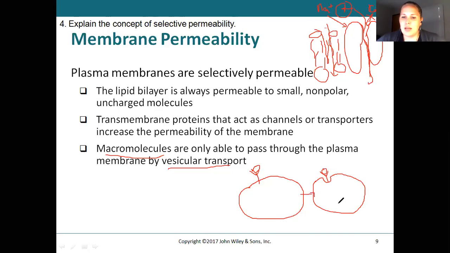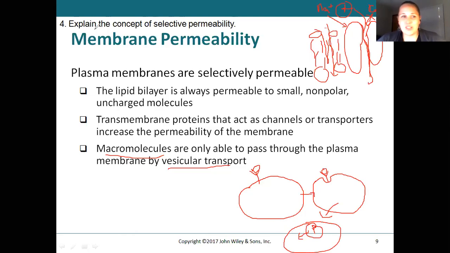The next step in the process is that a vesicle is formed within the cell, and it looks like this, where it's been consumed and then released into the cell and can carry out other functions.